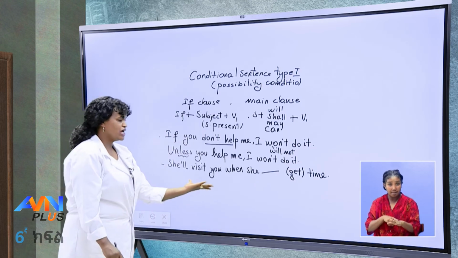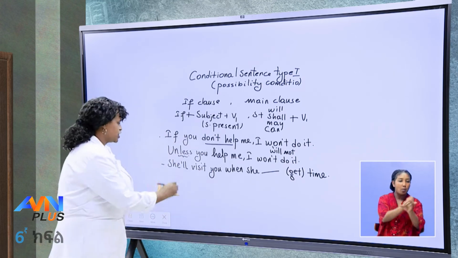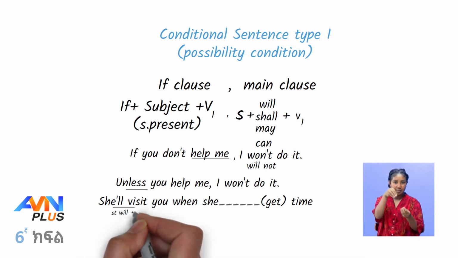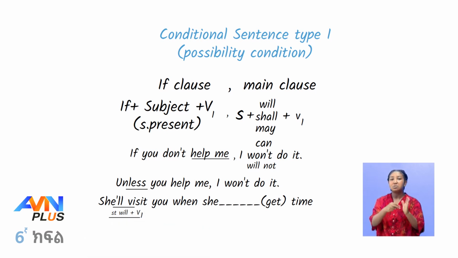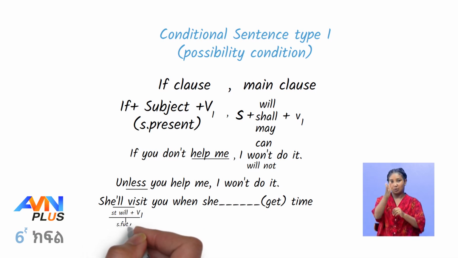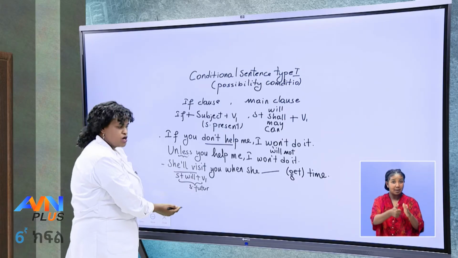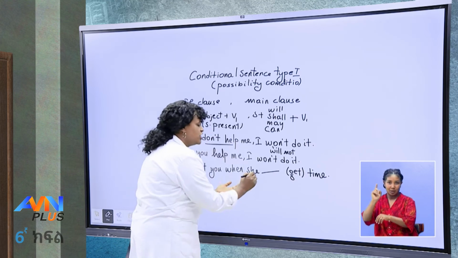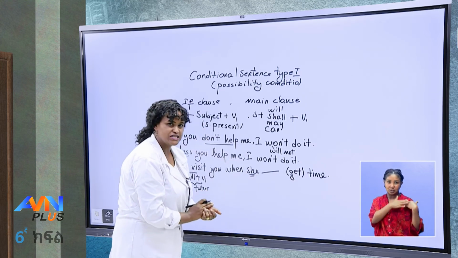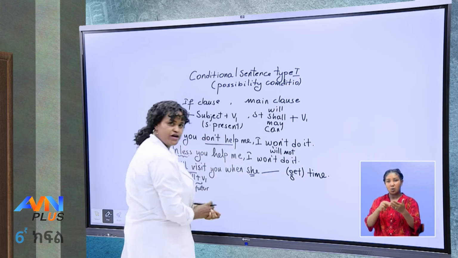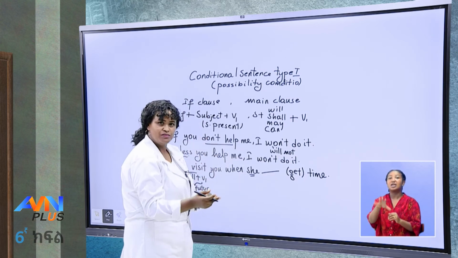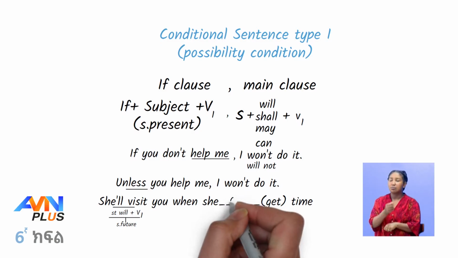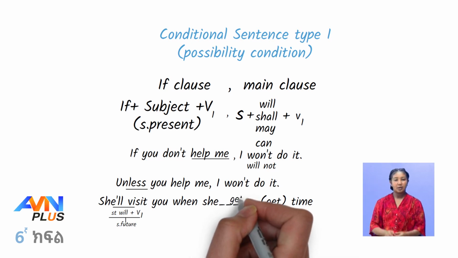This time, the main clause is complete. How is it complete? It is complete by subject plus will plus verb 1. What does it mean? This means simple future. So, if the main clause is simple future, obviously, the if clause is simple present. Very good. So, she, our subject, is third person singular. So, what do we do with the verb? Do we say she get time? Good. We say she gets.